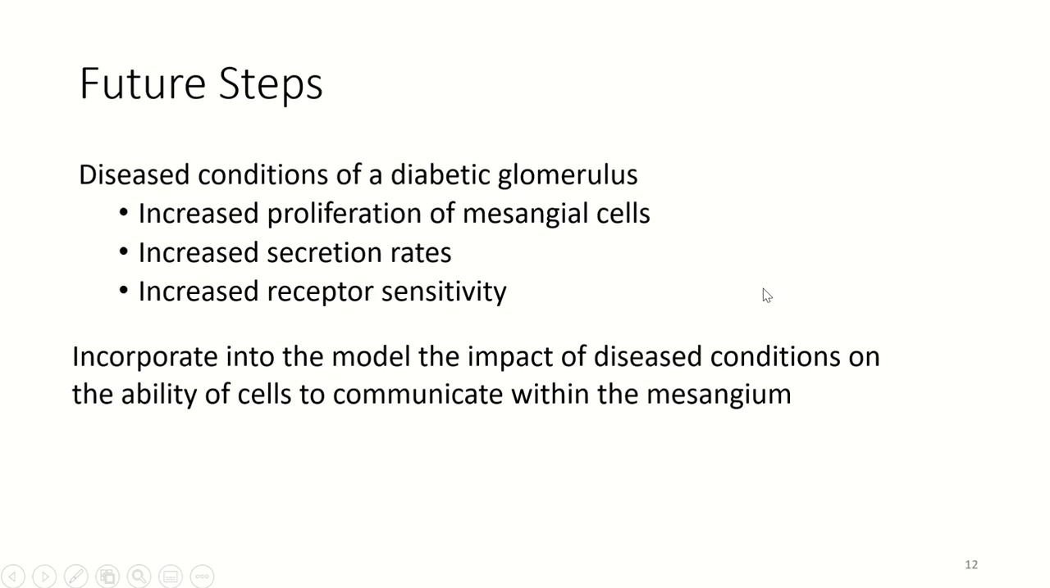And so for the future, what we want to do is incorporate other disease conditions within a diabetic glomerulus to see how these disease conditions impact the ability of cells to communicate within the mesangium. And these conditions of a diabetic glomerulus are increased proliferation of mesangial cells and increased secretion rates of these mesangial cells, as well as increased receptor sensitivity. And so we want to study how these disease conditions affect the ability of cells to communicate.